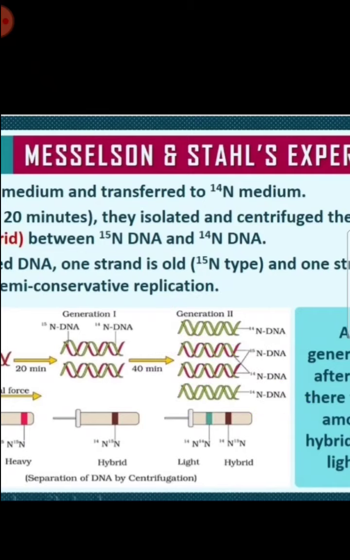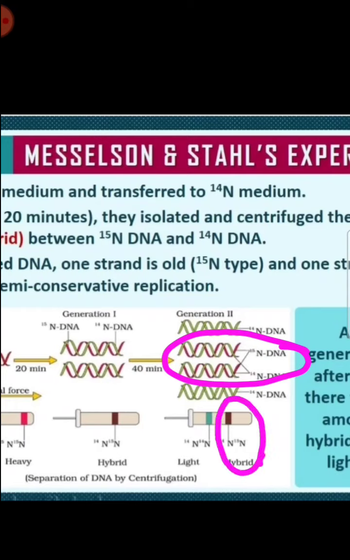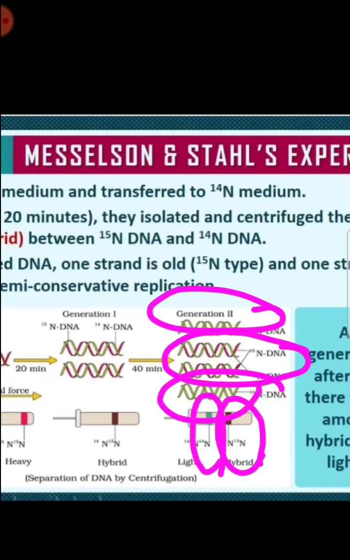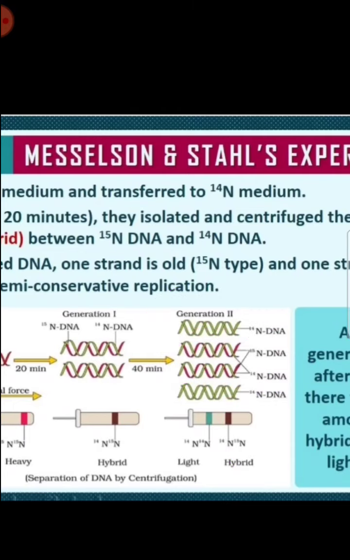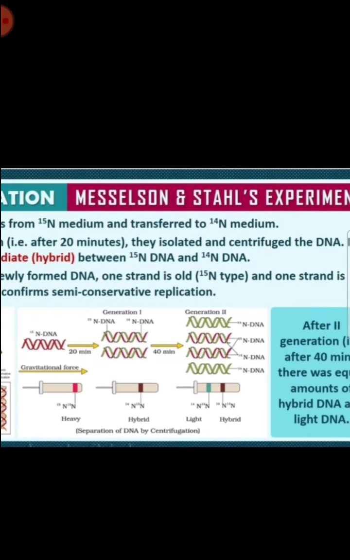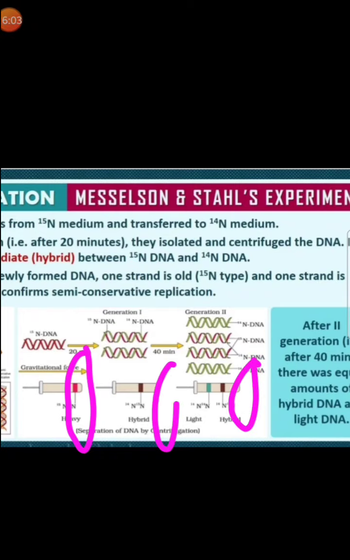So the heavier strands, or the intermediate strands, will have both N15 and N14, that's why they'll be intermediate and they'll be formed here. And the lighter strands are two, that is why here N14 will be seen, which will be a lighter strand. But can you see anywhere this heavier strand? No. So here heavier is not seen.